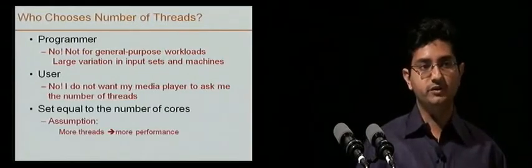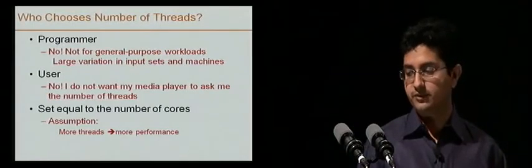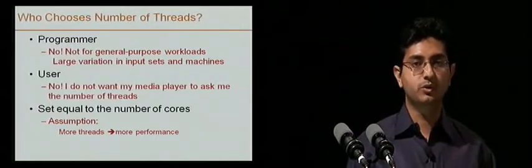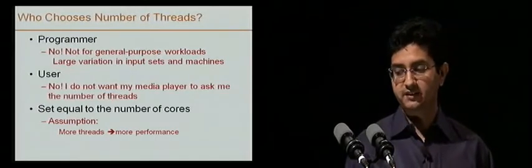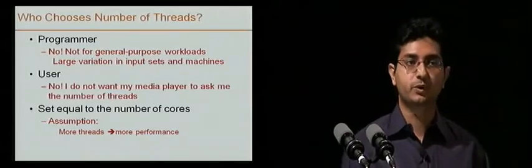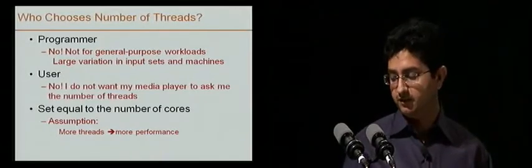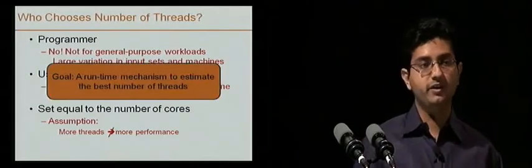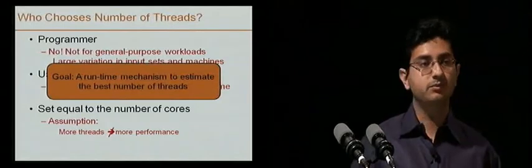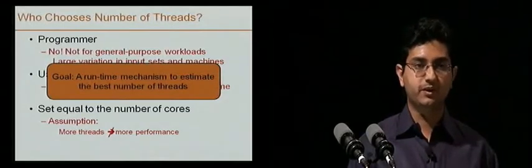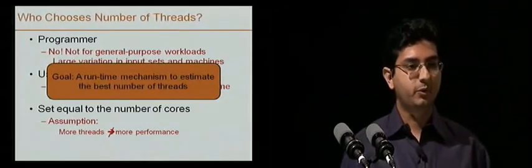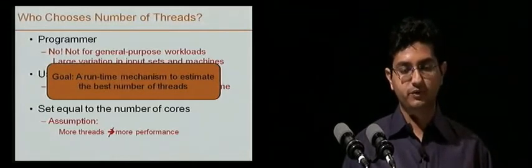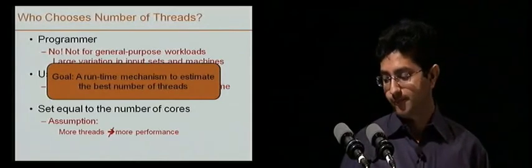And when both the user and the programmer do not specify the number of threads, a common strategy is to set the number of threads equal to the number of cores, with the implicit assumption that more threads lead to more performance. As we have just seen, this is not always the case. So what we require is a runtime mechanism which can estimate the number of threads at runtime without requiring intervention from the user and still takes input set and machine configuration into account.